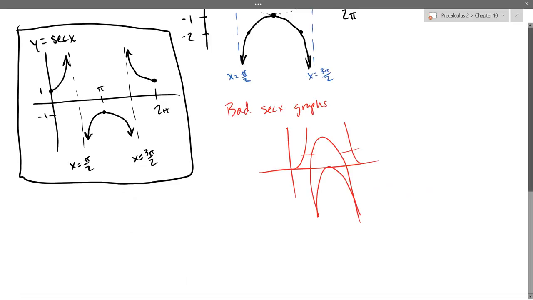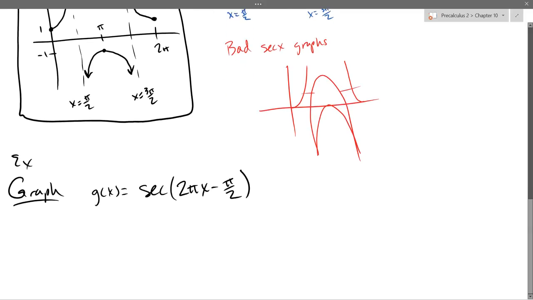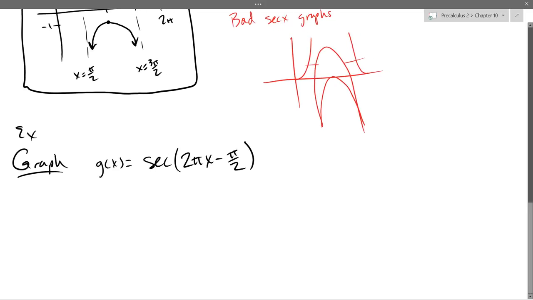And let's do an example here. And when I ask you for a graph, I'm going to ask you for the period, the phase shift, and any of the vertical transformations. I'm not going to put too many vertical transformations in because they're usually pretty straightforward. If you made it through Precalculus 1, you can handle vertical transformations most likely. So I'm not going to ask you much about vertical transformations. So it's mostly just going to be horizontal.